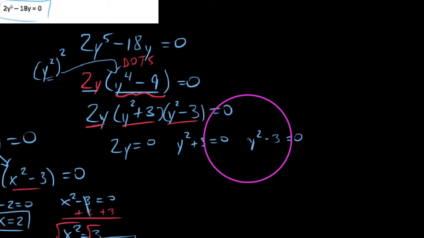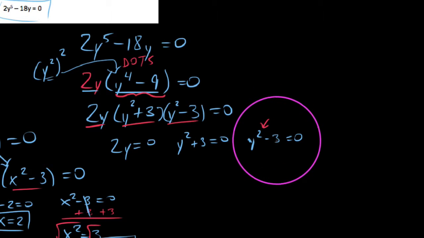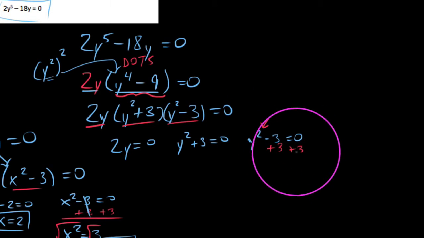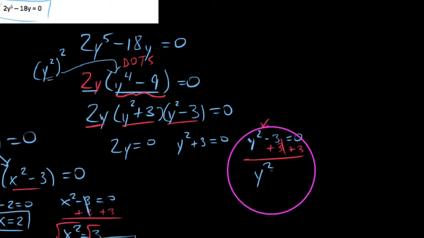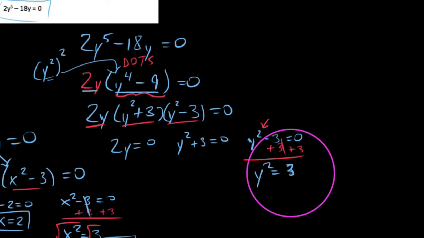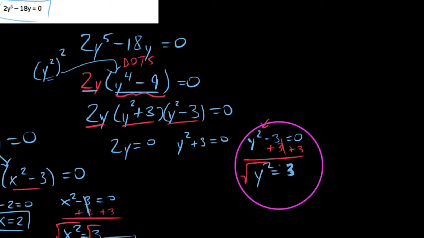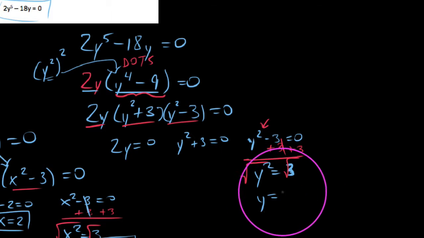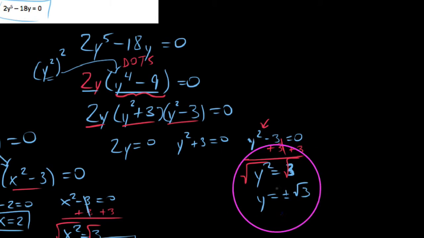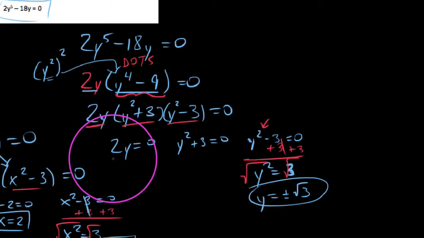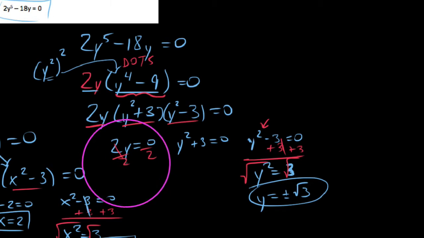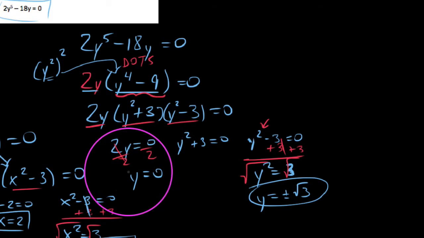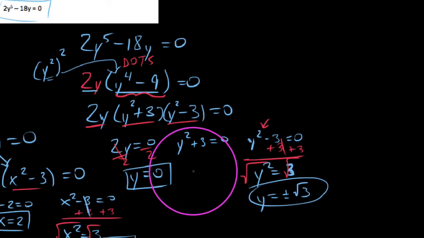So we'll start with the easy ones first. Like this guy right here. We say, okay, well, I would add 3 to both sides. Say y squared equals 3. So we take the square root of both of these now, and we say y equals plus or minus radical 3. So there are 2 of our answers. This one over here on the left is actually easy to solve as well. If we divide both sides by 2, we get y equals 0 divided by 2, which is 0.